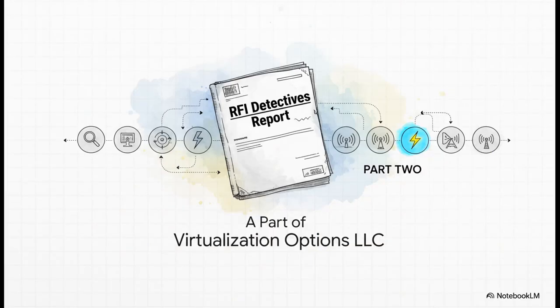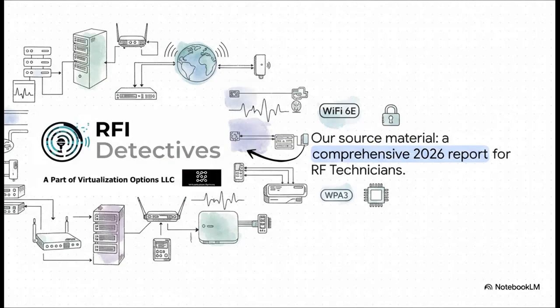And just so we're all on the same page, this explainer is part 2 of our 10-part series built for you, the wireless technicians in the field. We're digging deep into an incredible report from the experts at RFI Detectives, who are part of Virtualization Options LLC, to bring you practical, useful knowledge. And this, right here, is what we're working from. It's a super comprehensive report, written for 2026, and that's important, right? It means we're dealing with the latest standards and best practices, the stuff you're actually going to see out there, from Wi-Fi 6E all the way to WPA3.